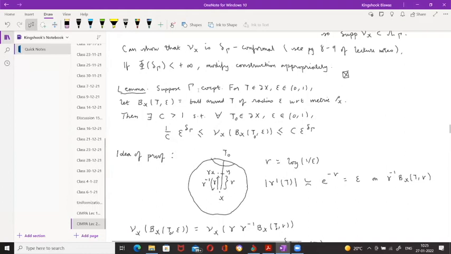But suppose gamma is co-compact. Then for any xi in the boundary of X, and for any epsilon in the interval (0,1), let B_x(xi, epsilon) be the ball around xi of radius epsilon with respect to the visual metric rho x. So B_x(xi, epsilon) is just a visual ball in the boundary. Then the lemma says there exists a constant c bigger than 1 such that for any xi naught in the limit set and for any epsilon in (0,1), the Patterson-Sullivan measure nu x of the ball of radius epsilon is bounded above and below by constants times epsilon to the delta gamma.